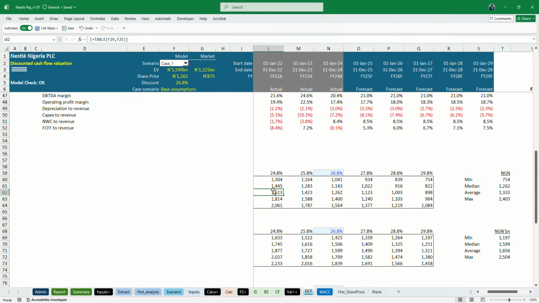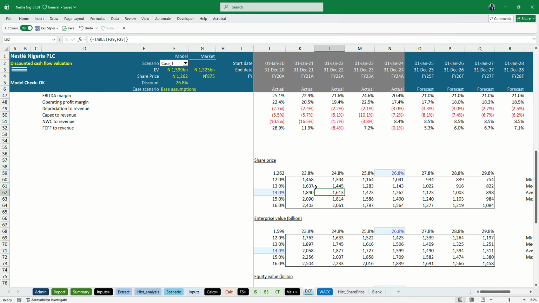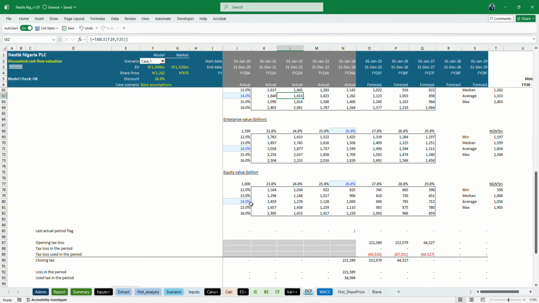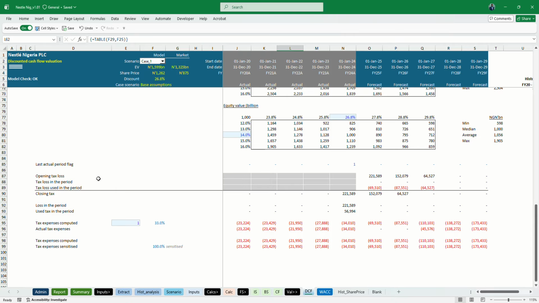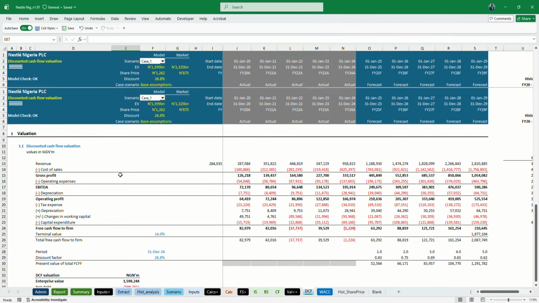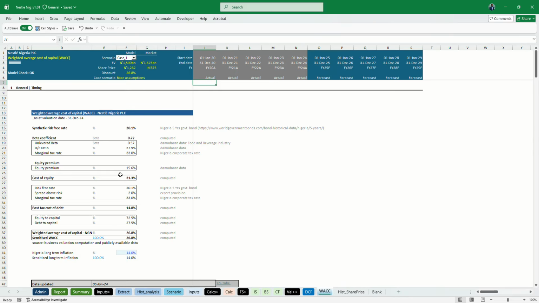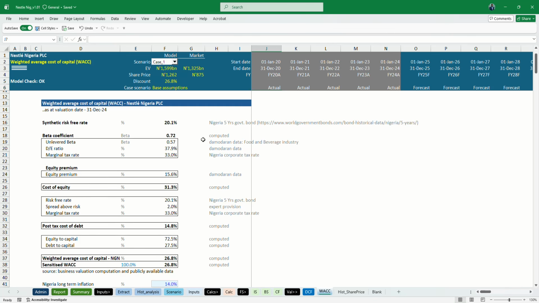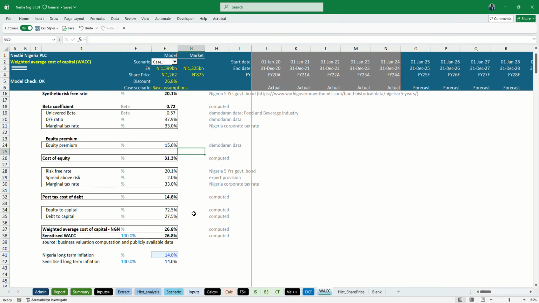Then below is where we've created our data table to check what the impact of changes in both the discount rate and the terminal growth will be on share price, enterprise value, and equity value. So I think below here I did one adjustment for the tax, right? Those types of adjustments are what we incorporate. And for our discount factor, you can also have a look at the discount factor. So I said for learning purposes, most of the data I've used are publicly available data and some from websites for us to use as a base.